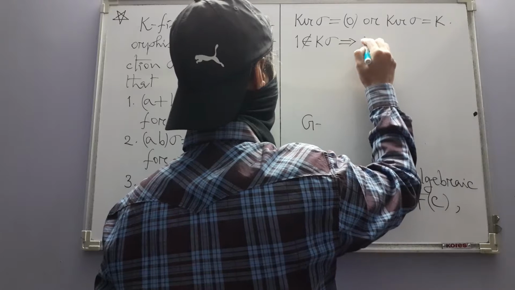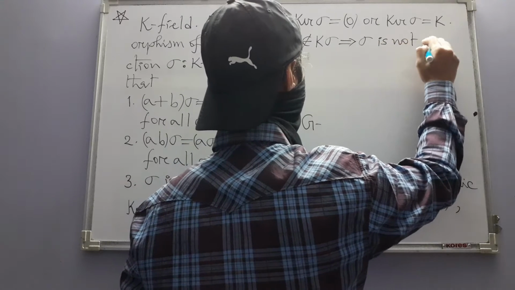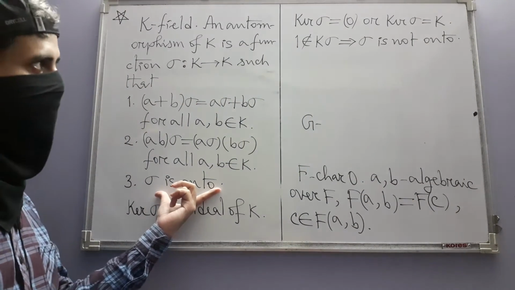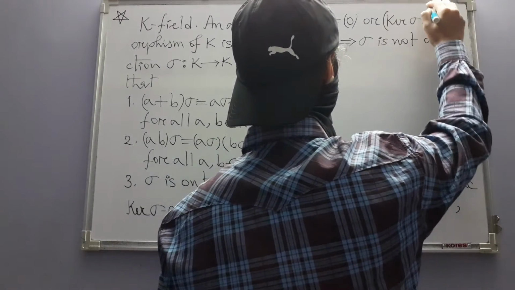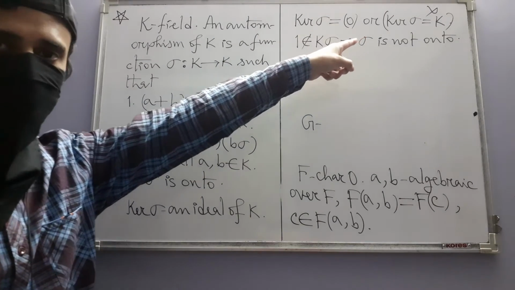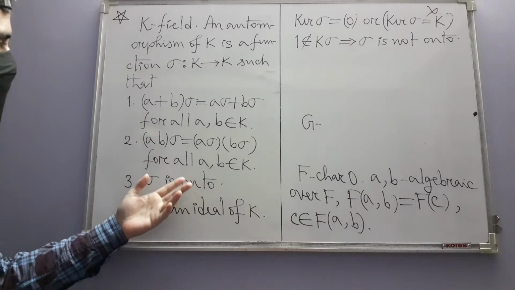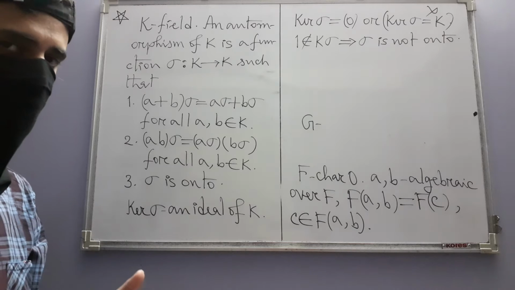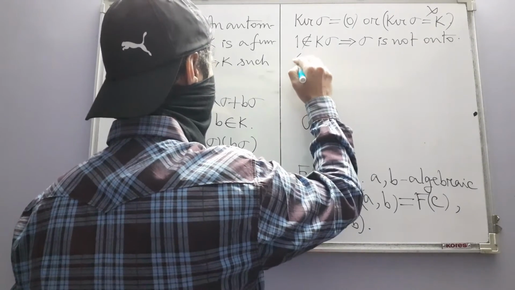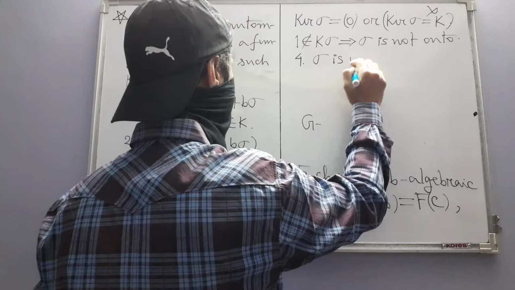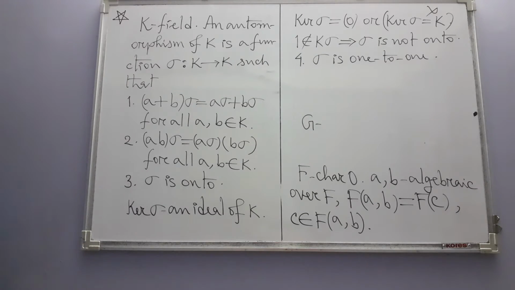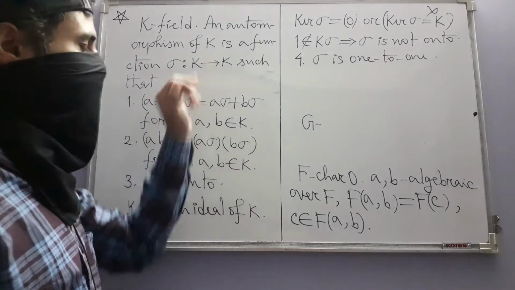So that implies sigma is not onto, which contradicts this. So that is why this case does not arise, and that's why we must have kernel of sigma equal to 0. But when that happens, you already know that sigma has to be 1 to 1. When the kernel is 0, then it has to be injective, 1 to 1. So as a consequence, sigma is also 1 to 1. It's a consequence of all these things and the fact that our ring is a field.